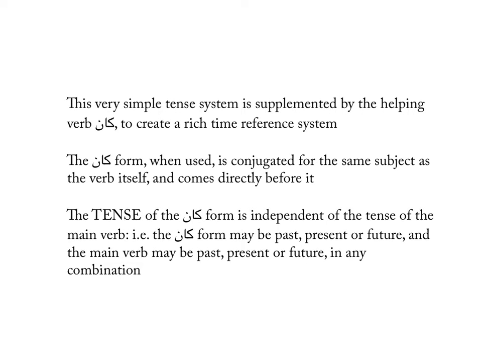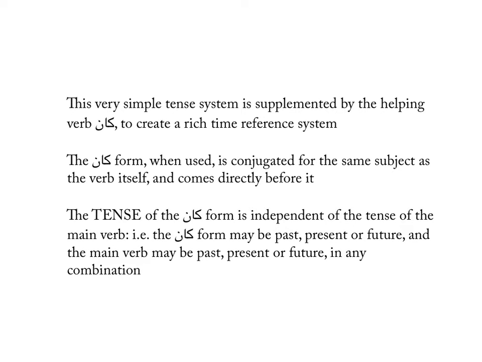This very simple tense system of past, present, and future can be combined or supplemented by using the helping verb kana, and when you combine all these different forms, you create a rich time reference system. The kana form, when it's used in this way, is conjugated for the same subject as the verb itself and comes directly before the verb.